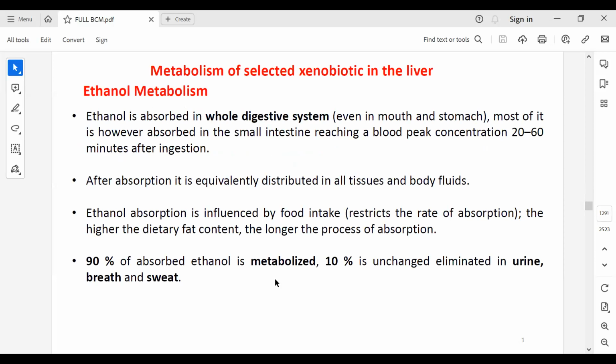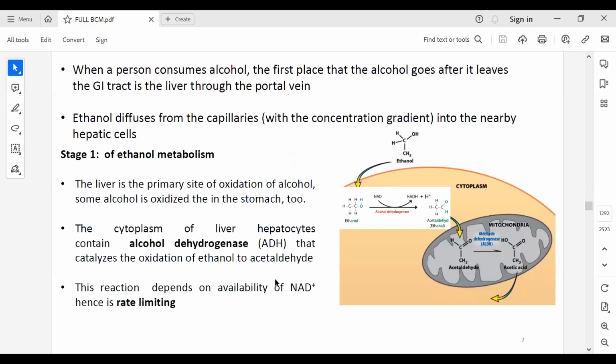Another examinable is the metabolism of xenobiotics, for example, ethanol. Ethanol, we know it is metabolized in two ways. We have the alcohol dehydrogenase, and we also have the cytochrome P450. So alcohol dehydrogenase is the one which converts the ethanol to acetaldehyde, which then goes into the mitochondria, and then it's converted into acetic acid.